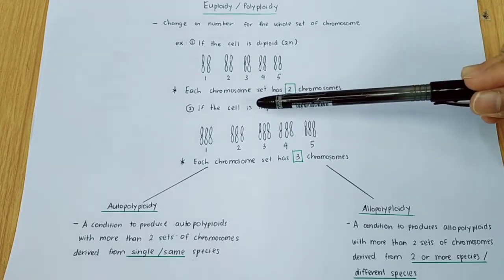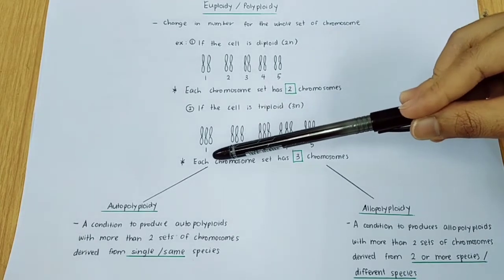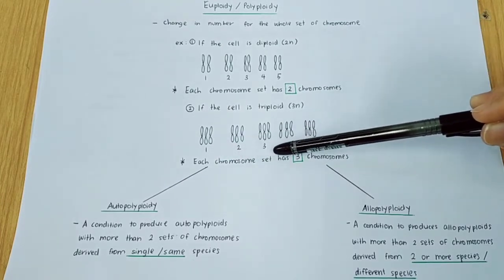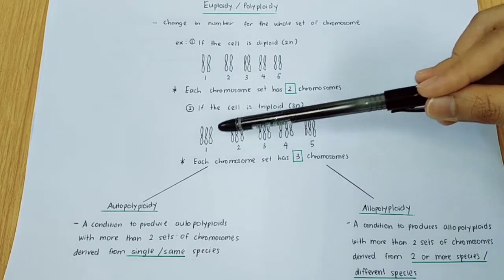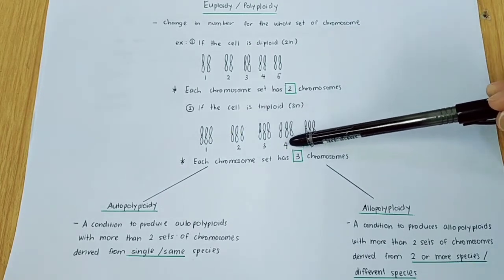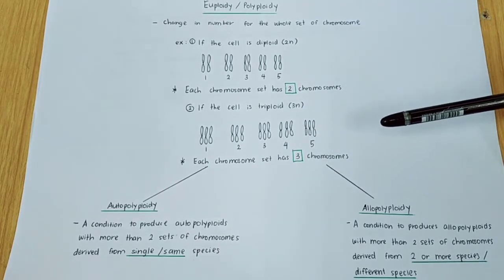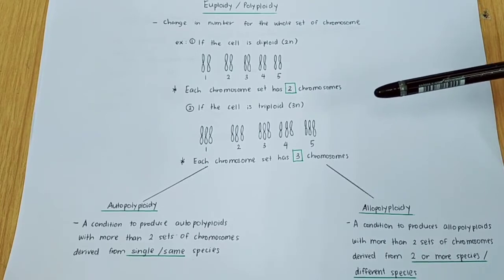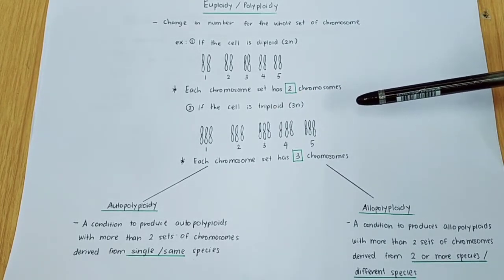But what happen if the cell is triploid or 3n? So kalau kita tengok di sini, in each of its chromosome set, it has 3 chromosome. Maksudnya chromosome number 1 ada 3 chromosome, number 2 ada 3 chromosome, number 3, 3 chromosome, number 4, 3 chromosome and number 5 also 3 chromosome. So this one yang kita panggil sebagai polyploidy. Kalau berlaku changes for the whole set of the chromosome here, so yang ni adalah polyploidy.